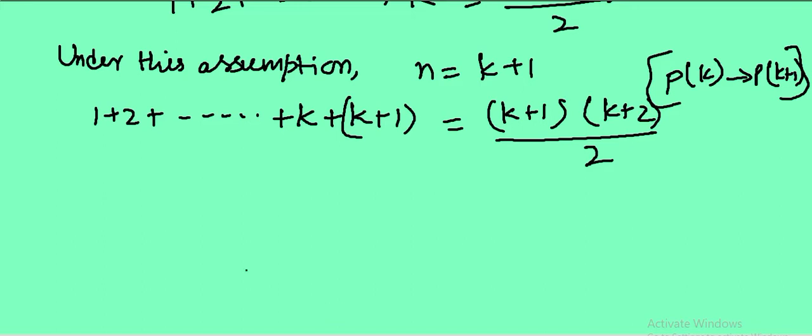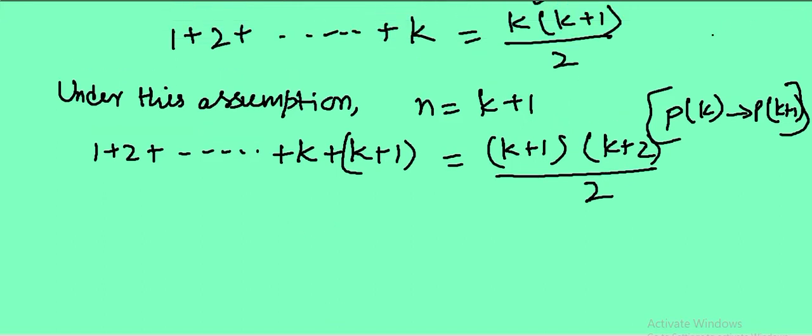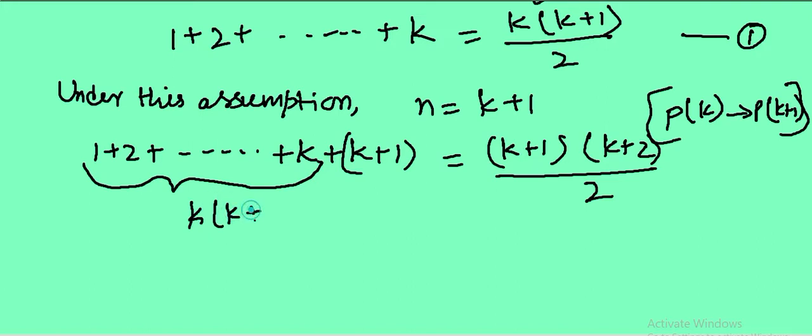Now if you look at this equation, let me call it equation 1. Because 1 plus 2 up to k terms is k into k plus 1 by 2, here we have to put this value. So this is k into k plus 1 by 2 plus k plus 1.